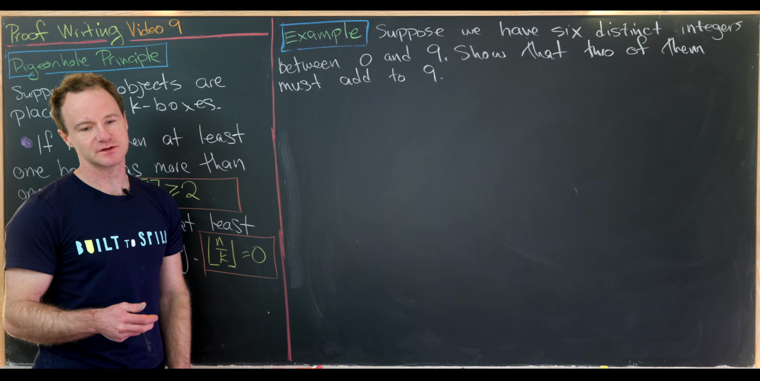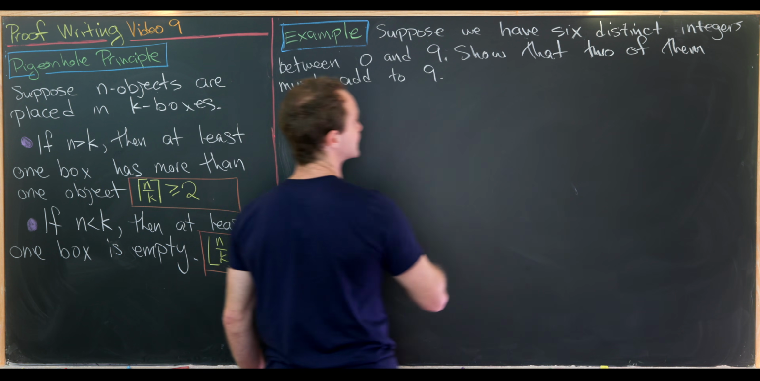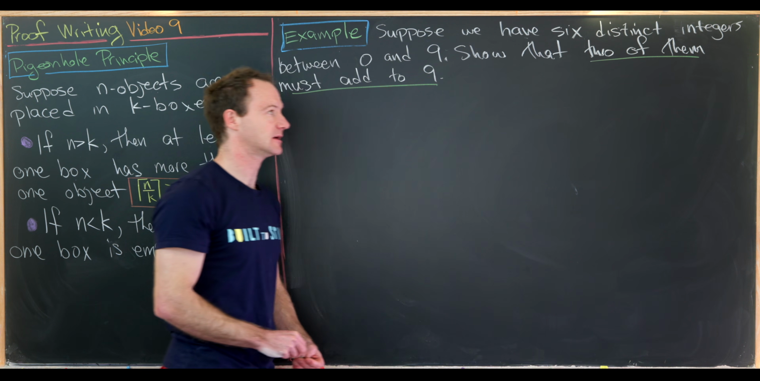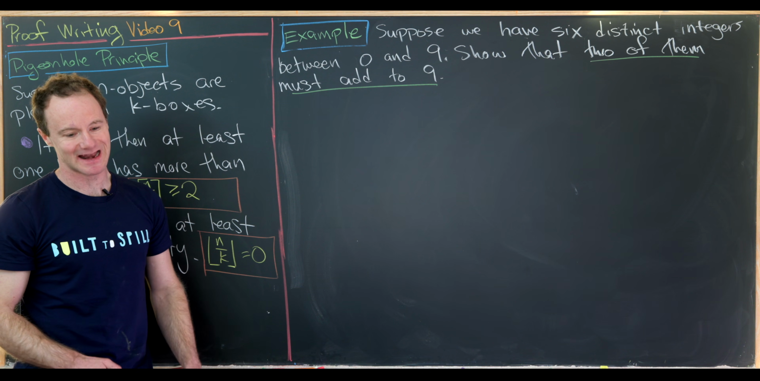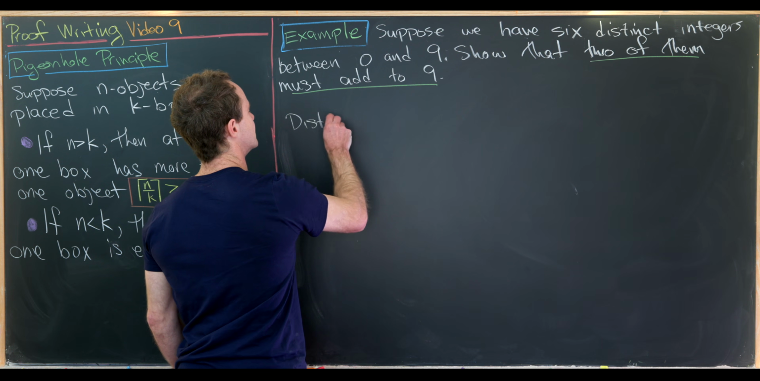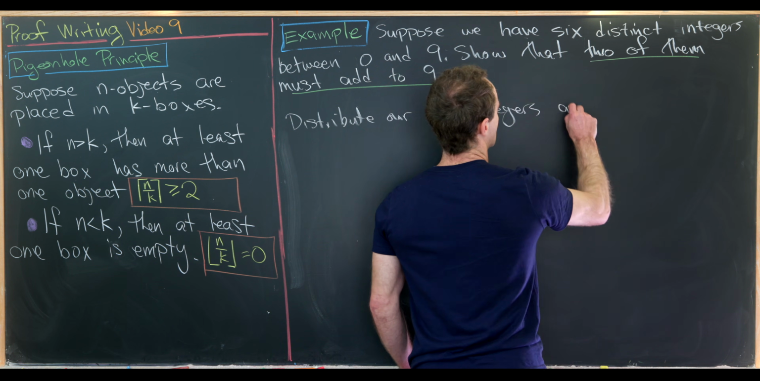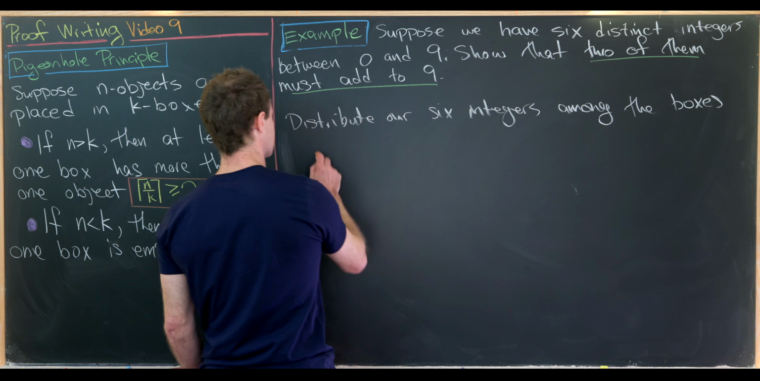Okay, so what might those boxes be? Well, there's a big hint built into this based off of the fact that we want 2 of them to add up to 9. So those boxes are based upon pairs of numbers that add up to 9. Okay, so let's get to it. So let's distribute our 6 integers among the boxes described as follows.